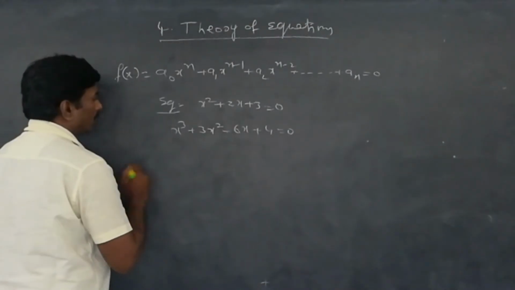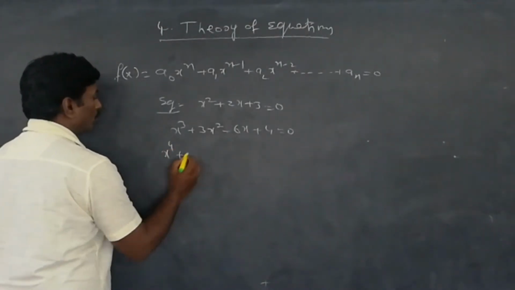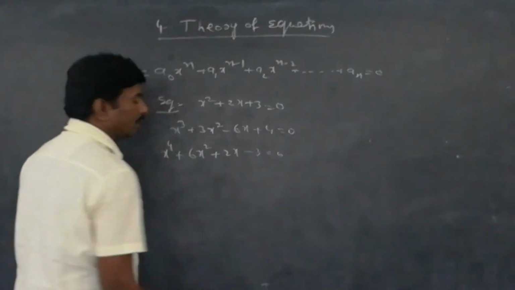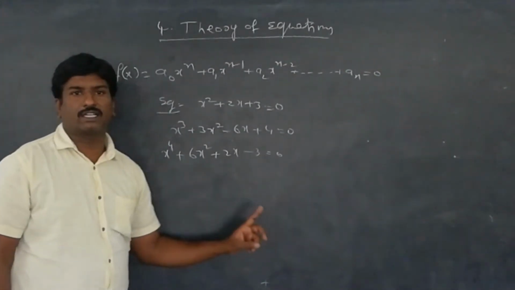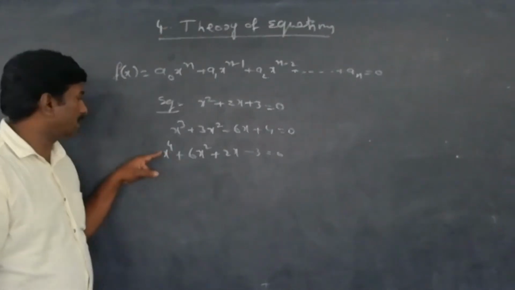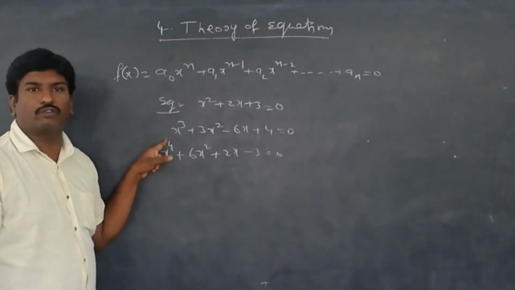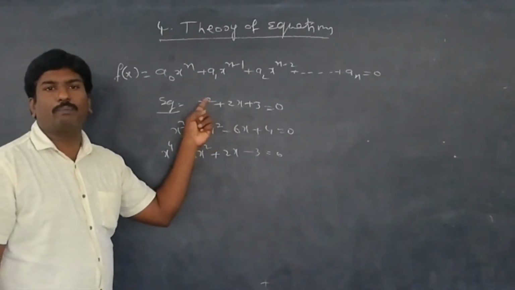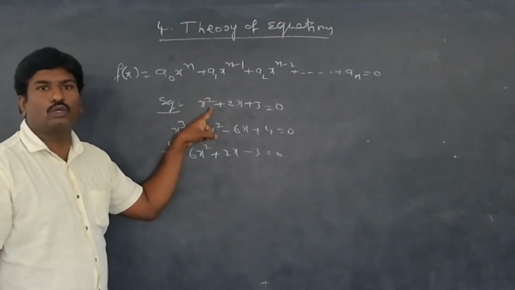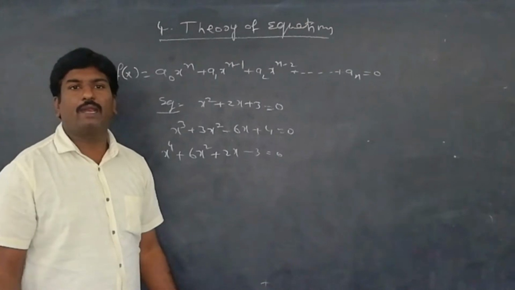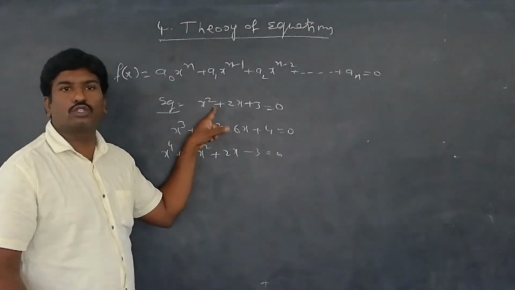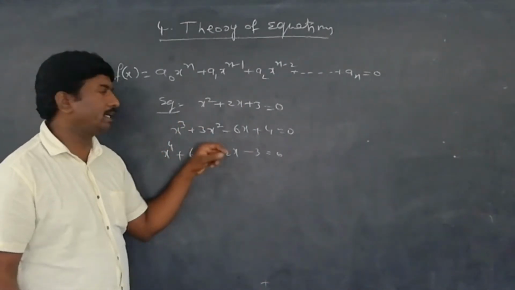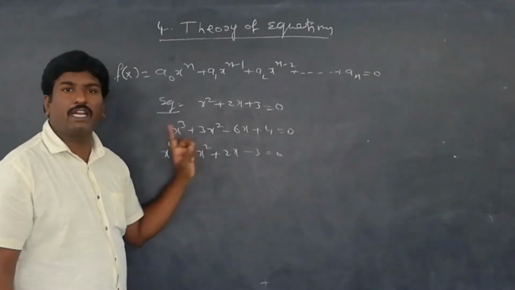Is it clear? Next, x power 4 plus 6x square plus 2x minus 3 equal to 0 is called a biquadratic equation. Biquadratic means the highest degree is 4. So the terms depend on the power. If the degree is n, it has n plus 1 terms. When the degree is 2, 2 plus 1, 3 terms are there: 1, 2, 3. When the degree is 3, 3 plus 1, 4 terms. When the degree is 4, it has 5 terms.